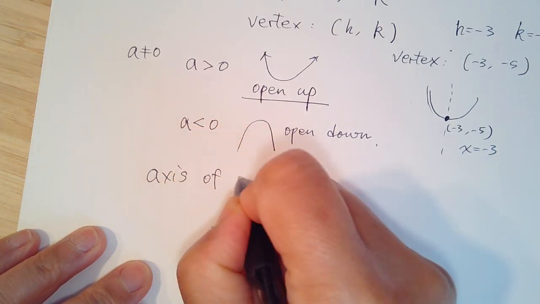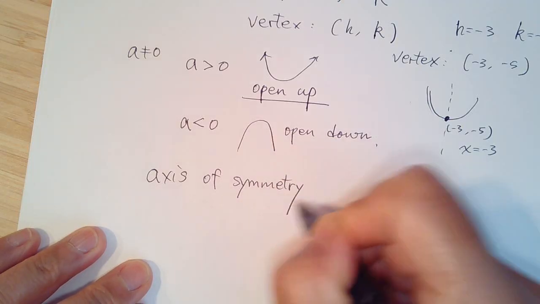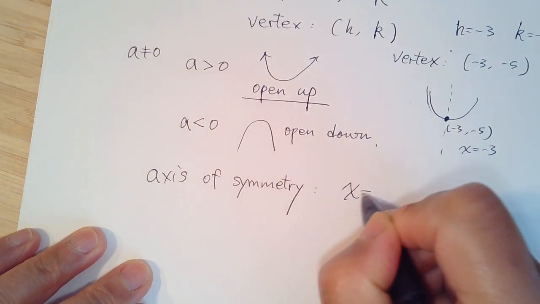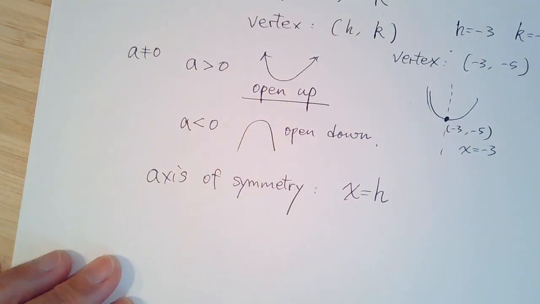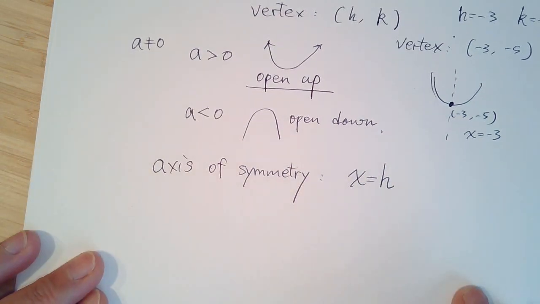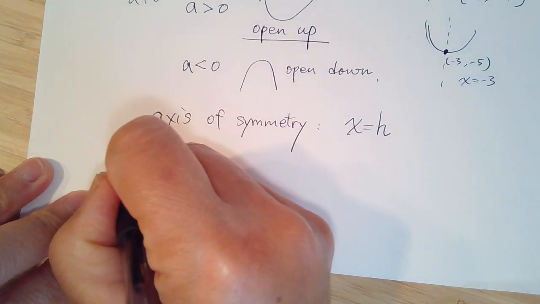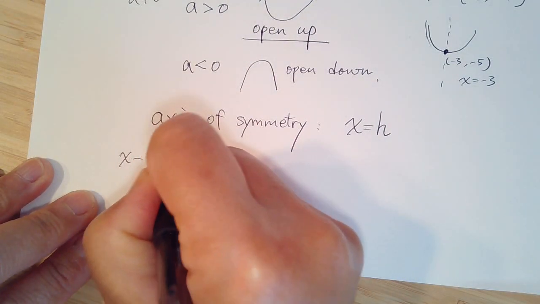So in other words, my axis of symmetry is x equals h. See, you know this. And once you know all this information, I think it will help you a lot to graph. All right, and then one more thing. Every time we talk about the graph, there are a couple of things. And what is the x-intercept?